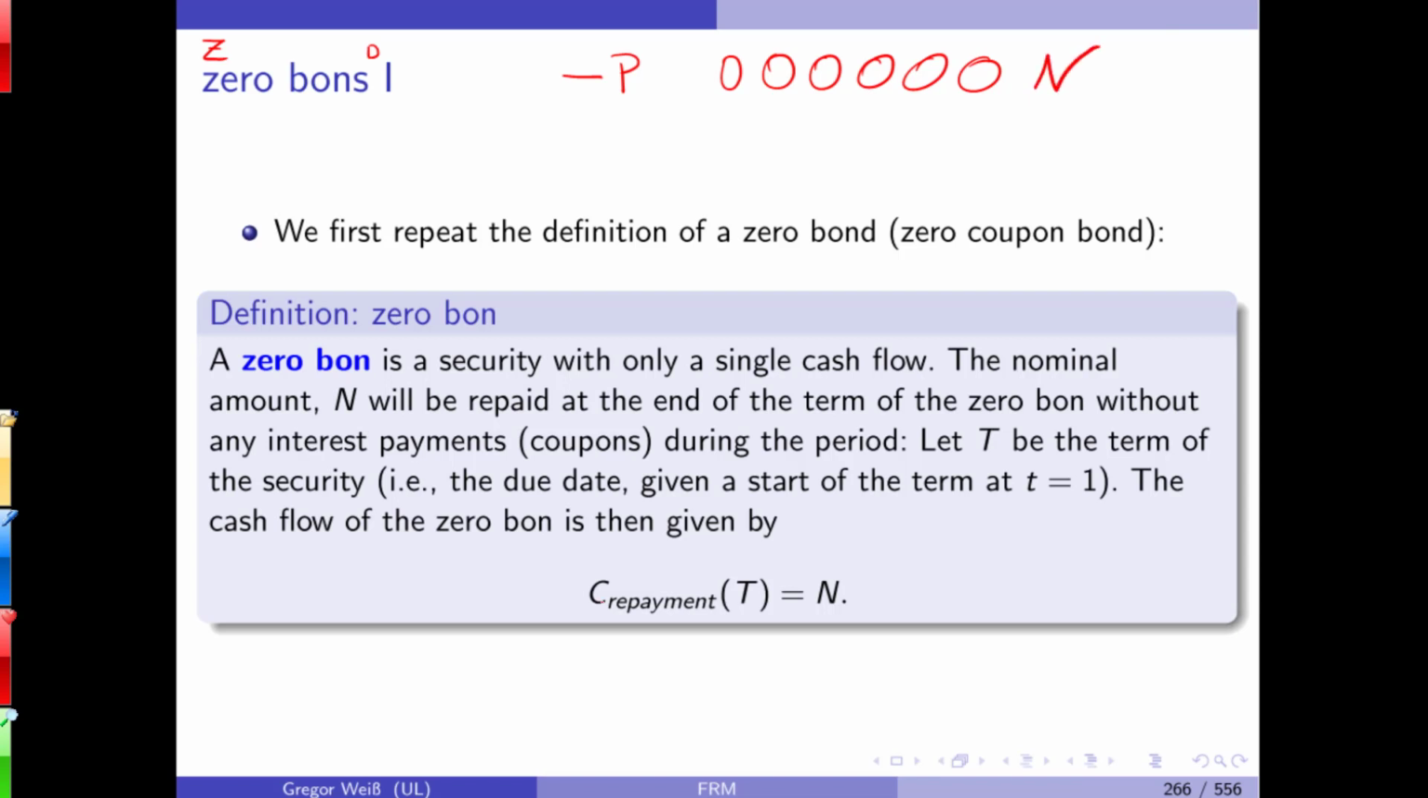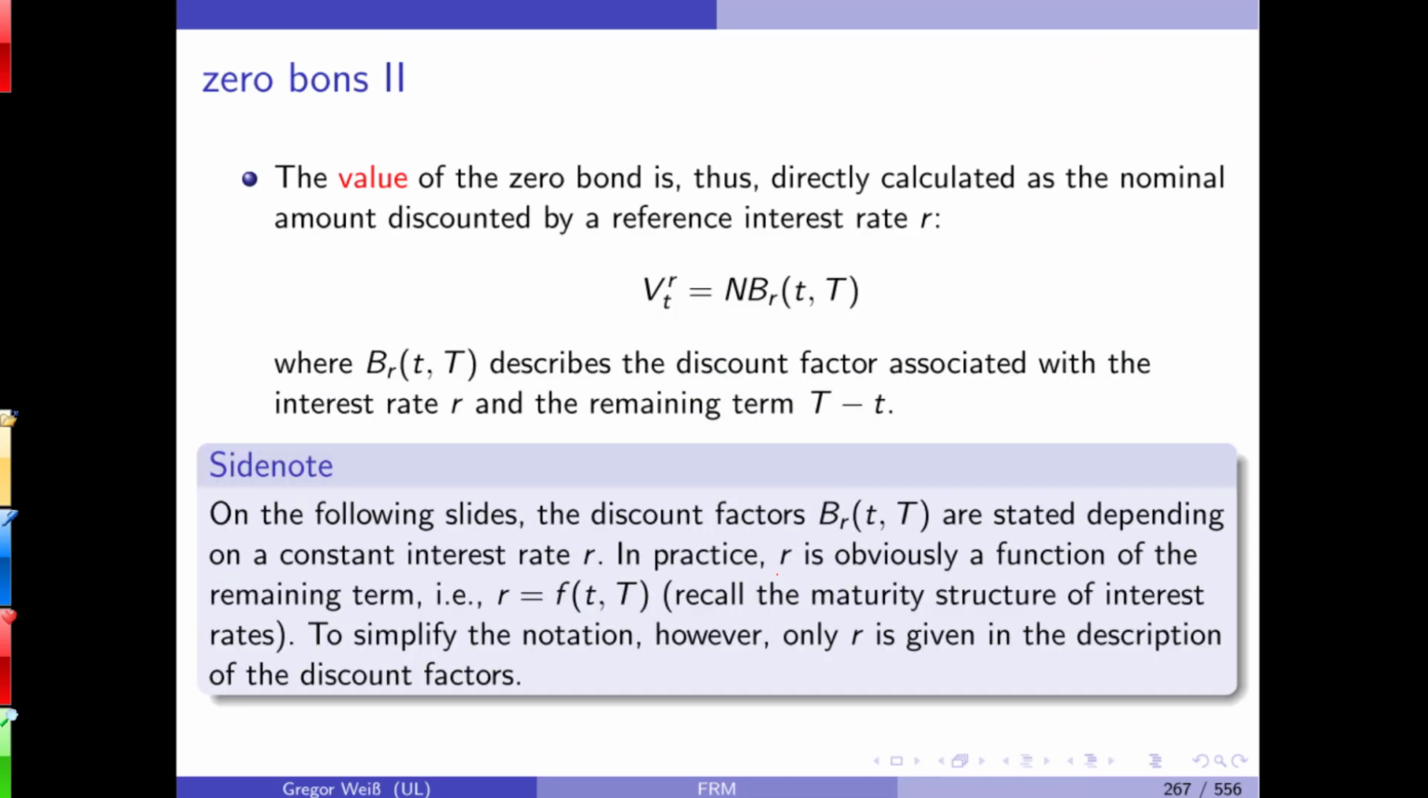So the cash flow at repayment at capital T is N. That's a zero bond. The value of the zero bond is simply given by what? You take the notional amount, you discount it, and the discounted notional is your price, it's the value.